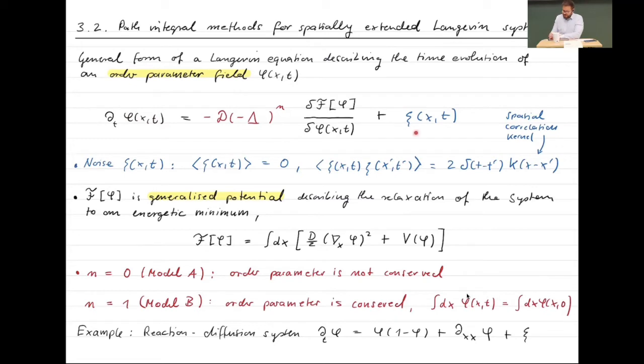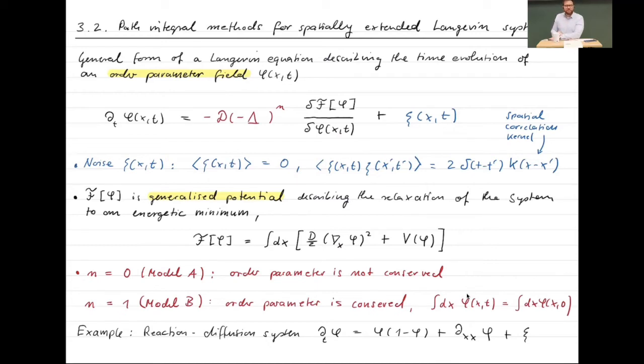On the very right, we have the noise, as always. And this noise has the usual properties. So the average of the noise is 0. And it also has correlations. So how is a fluctuating force psi correlated between different time points? And how is that correlated between different positions in space?